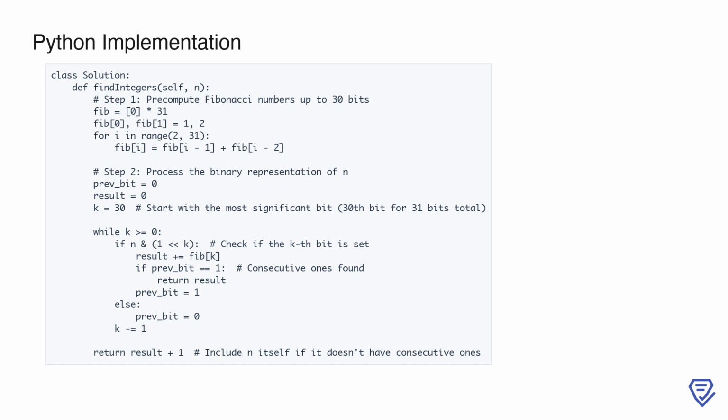5. Final adjustment. After processing all bits, the algorithm adds 1 to the result to include n itself if it does not contain consecutive ones. The algorithm efficiently avoids generating all numbers up to n, leveraging the properties of Fibonacci numbers and bitwise operations to achieve a time complexity of O(1), constant time, due to the fixed number of bits, 31. This makes the solution highly efficient even for the largest inputs.